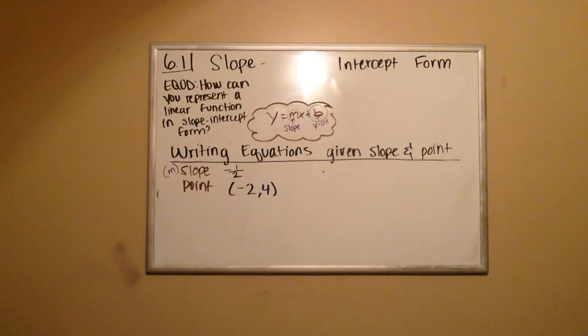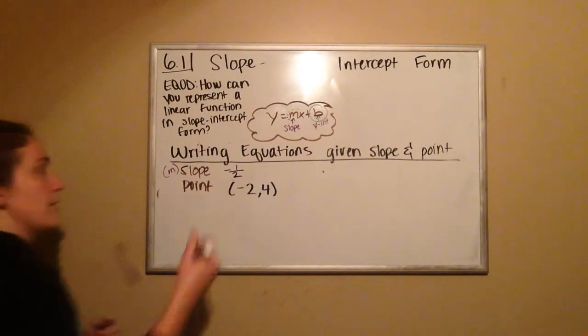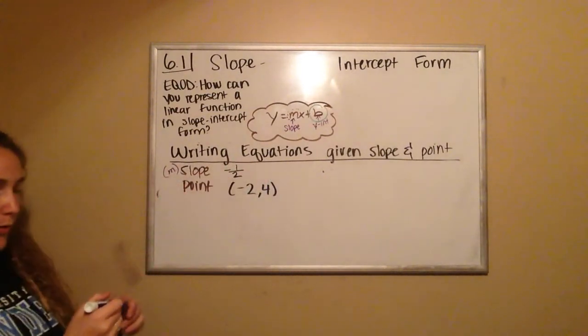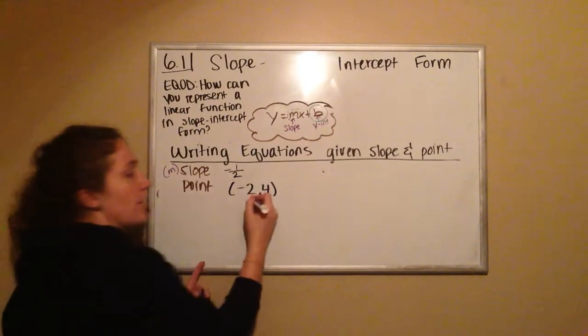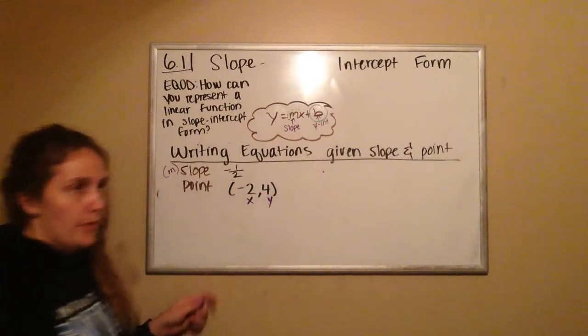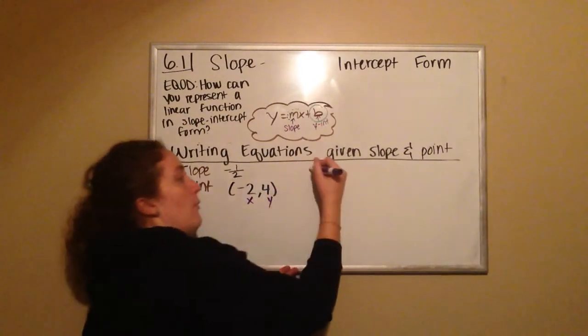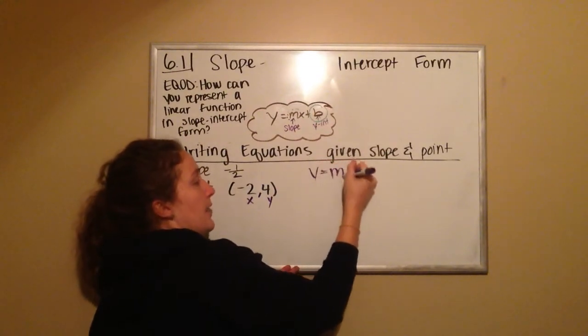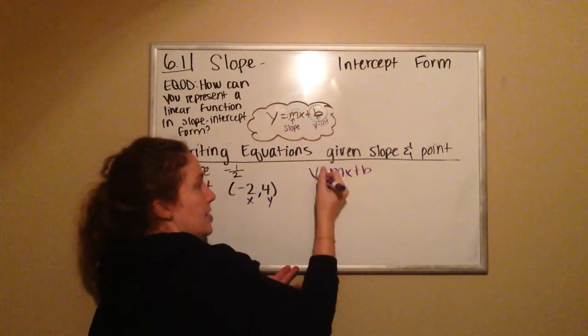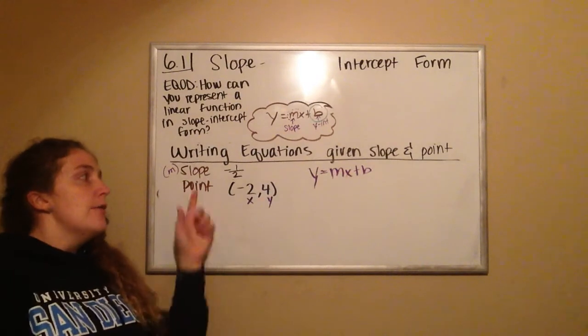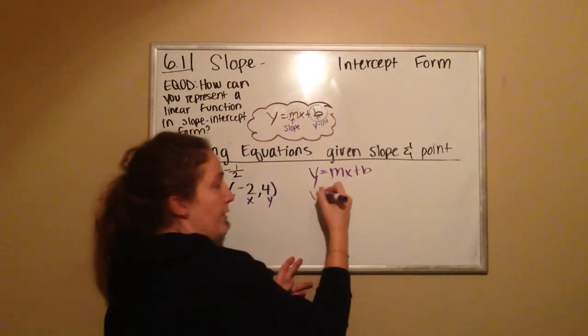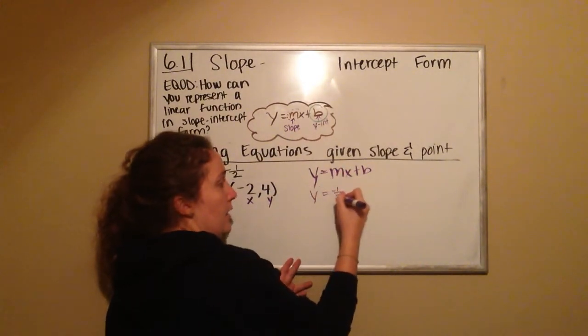Perfect. Alright, so we know that the slope is always represented by the variable m, as we wrote here. And the point we know is always going to be x, comma, y. Alright. So we've got y is equal to mx plus b. We're always going to start out with our standard form, slope-intercept. And we know that our m is negative 1/2, so we're going to go ahead and plug that in.